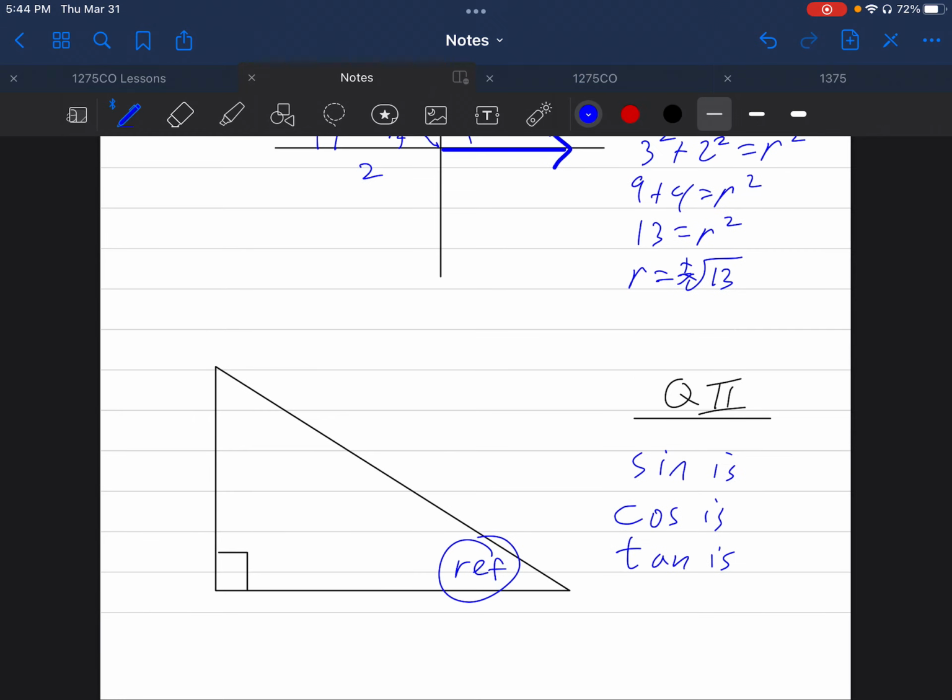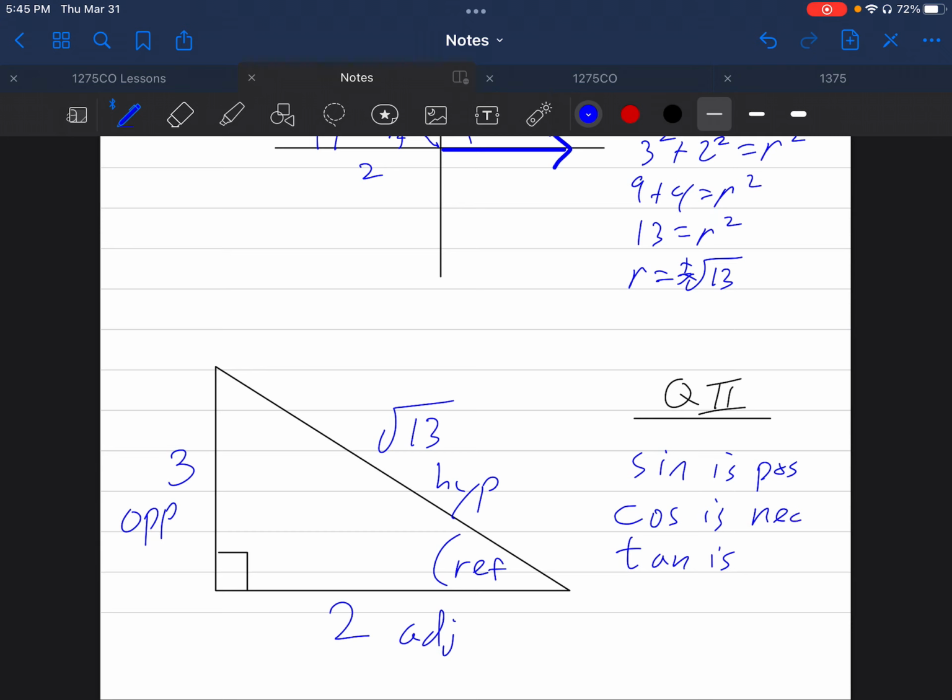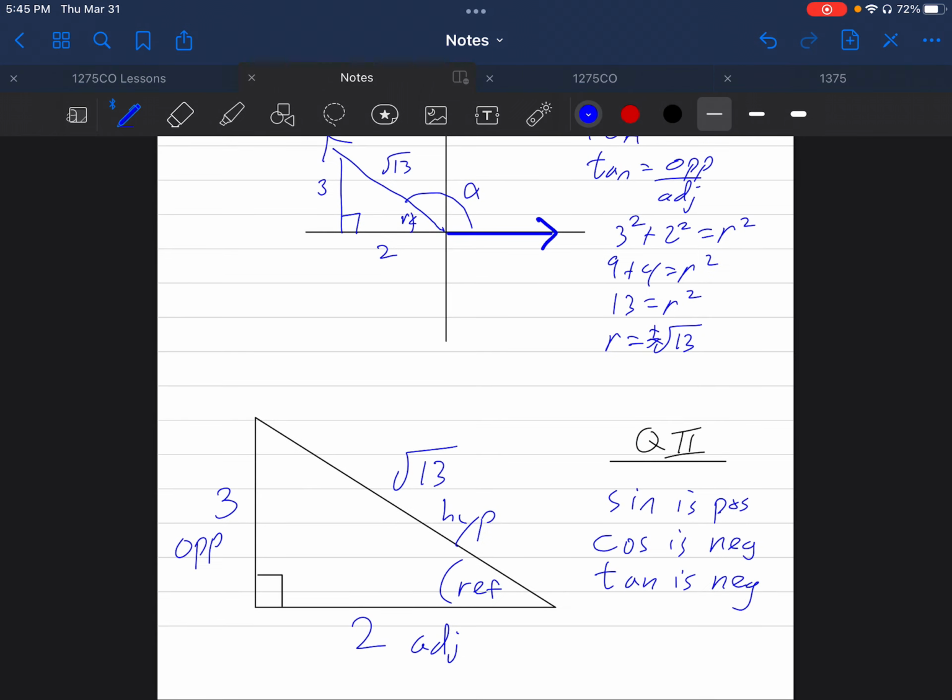So here's our reference angle. And let's draw this triangle bigger. 2, radical 13, and 3. From this reference angle here, this is the opposite side. This is the adjacent side down on the bottom, and radical 13 is the hypotenuse. Because we are in the second quadrant, that means that sine is positive, cosine is negative, and tangent is negative. That's something to know later on when we are trying to determine these values. This is going to help us determine these.